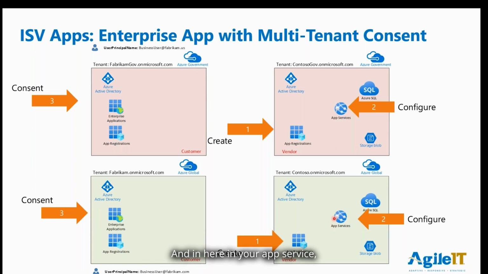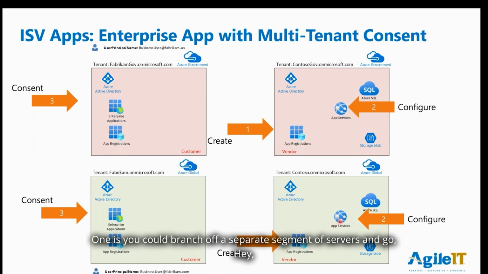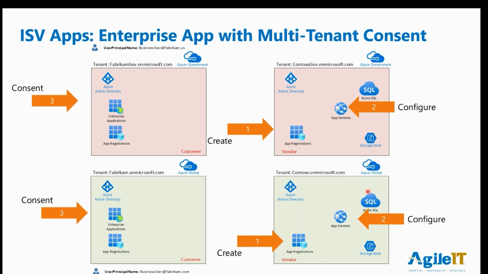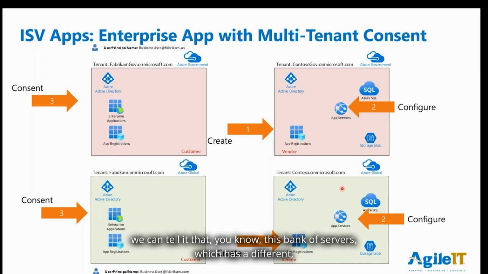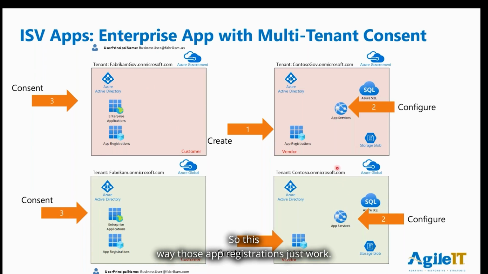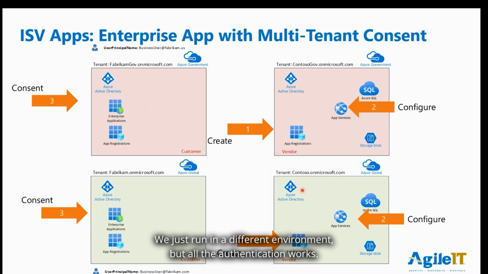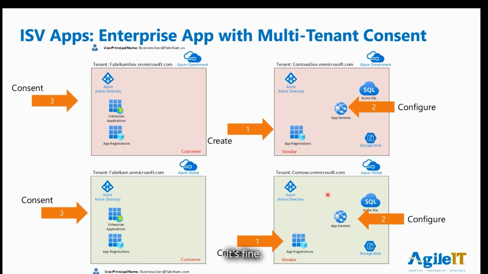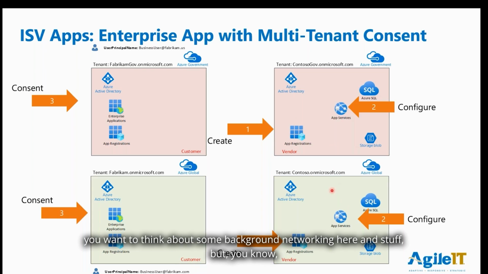And in your app service, there's a couple of ways that you can do it. One is you could branch off a separate segment of servers so we can have the same deployment of servers, but in the config, in the web.config or the JSON files, we can tell it that this bank of servers has a different URL, maybe gov.myapplication.com, and this one's just myapplication.com. When people log into this one, we connect it to our tenant. So this way, those app registrations just work. We just run in a different environment, but all the authentication works. Azure AD is over here. It's fine. You want to think about some background networking here, but that's another topic.